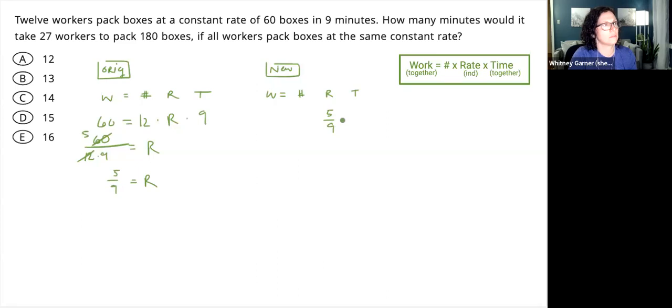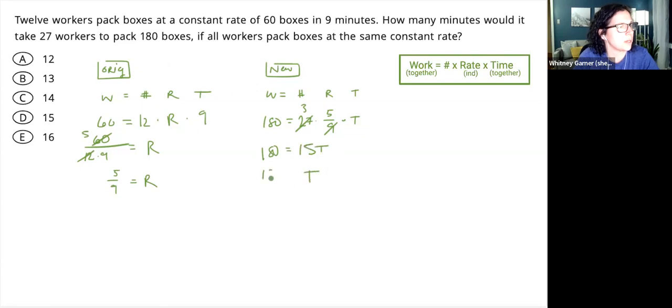I want to know how long. 27 workers, 180 boxes. Well, 9 and 27 cancel. So I've got 180 equals 15T. So T is 180 over 15. I know that these are both divisible by 3. So that would be 60 over 5, which if I double both of those, I get a denominator of 10, and so my answer is 12.